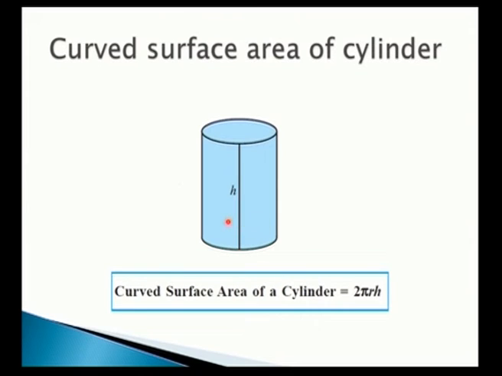The next one is curved surface area of cylinder. You know, in a cylinder 2 types of surfaces are there. One is curved surface area, then 2 flat surfaces: at the top one flat surface and at the bottom one flat surface. So, the curved surface area of the cylinder is calculated by the formula 2 pi r h. This is the formula used to calculate the curved surface area of the cylinder.